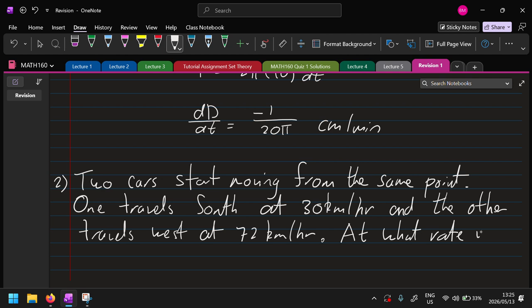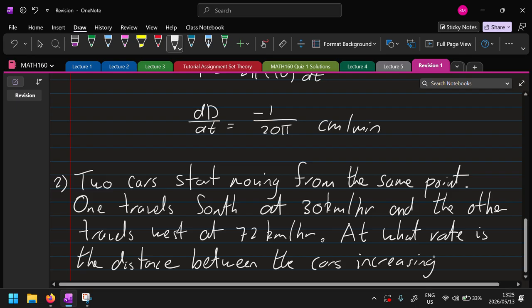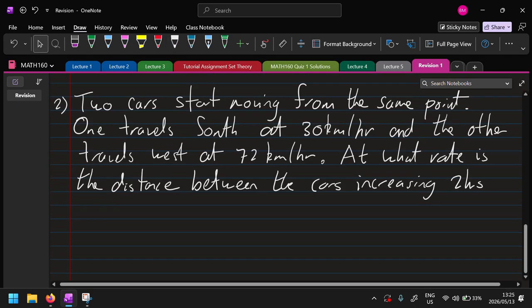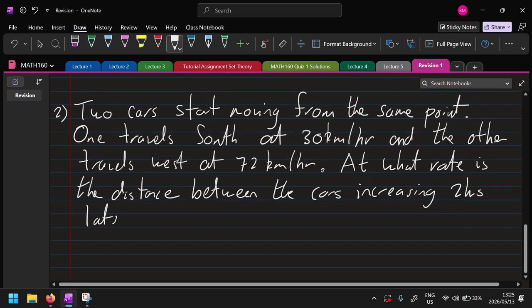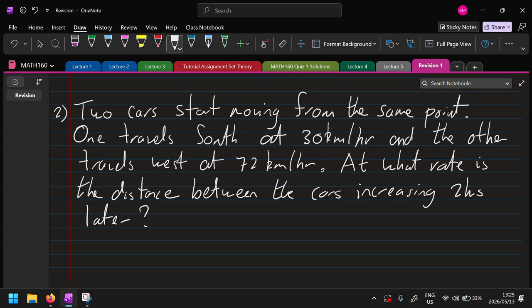Okay, at what rates is the distance between the cars increasing 2 hours later? So functionally, this is exactly the same as the revision quiz, the one with the cyclist and that balloon.